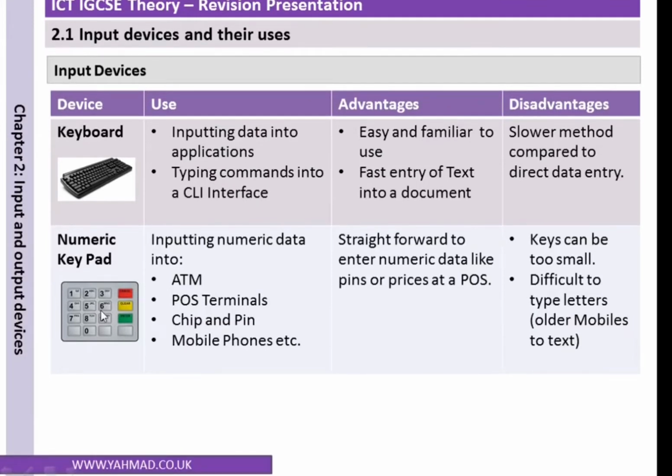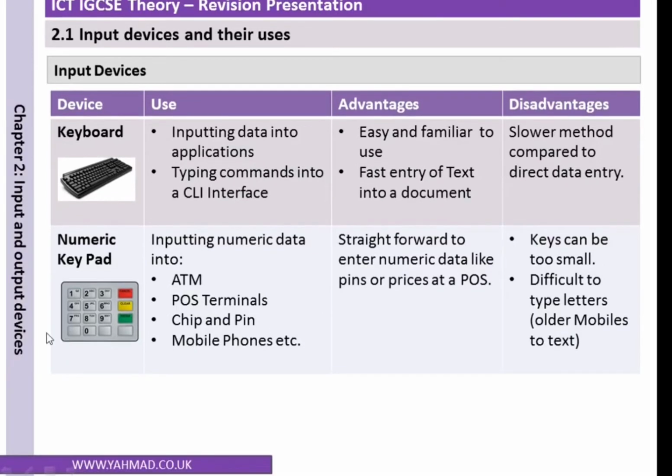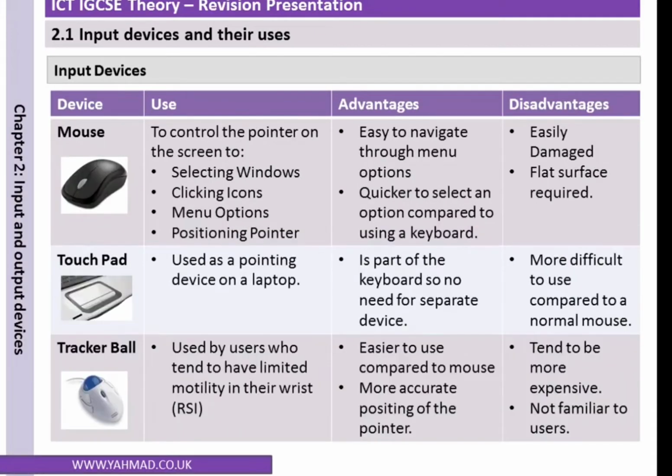A numeric keypad can be used at the ATM, at point of sale terminals, chip and pin, mobile phones, to enter numeric values. So for example, with chip and pin, you may be prompted to enter your 4-digit pin. It's straightforward to use because you don't have many options to select. Keys can be too small perhaps to select numbers, and it could be difficult to type letters. So with older mobile phones, you would have to click on a number multiple times to input a particular letter.